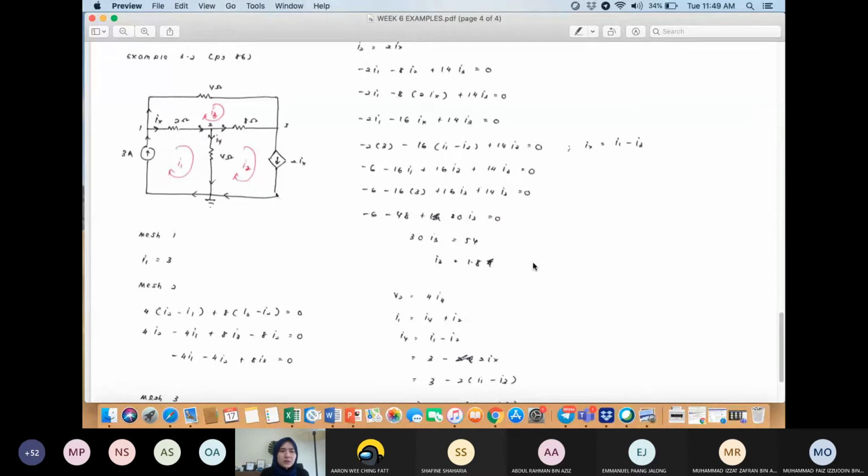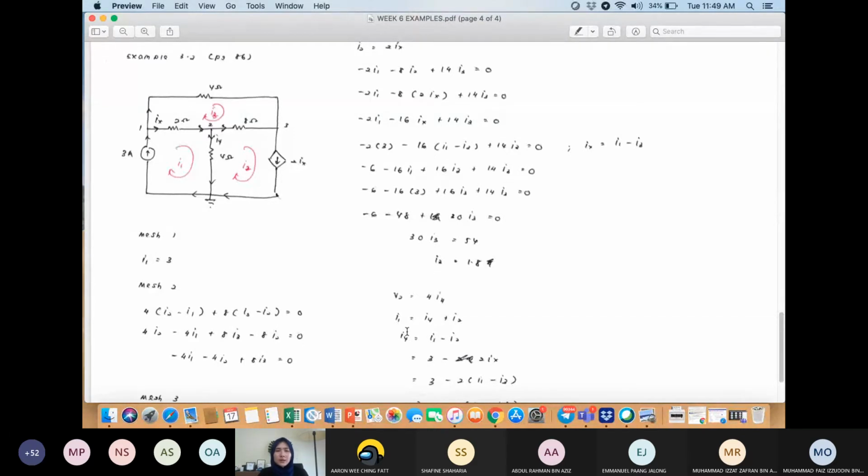And lastly, remember the question asked you to find the voltage at node 2 over here. The voltage at node 2 is basically from this point to the ground. So I name this current as I4. Take note that I name this current as I4. So that's why we have V2, this is Ohm's law, V2 equals 4I4, because it is the current across the 4 ohm.